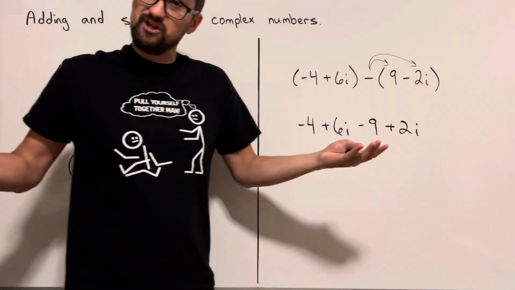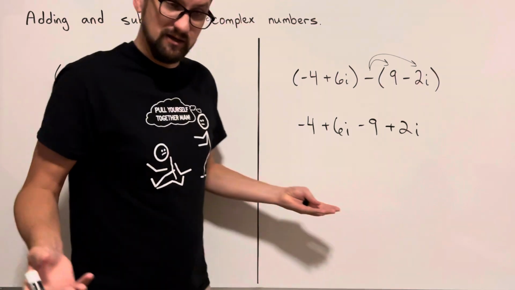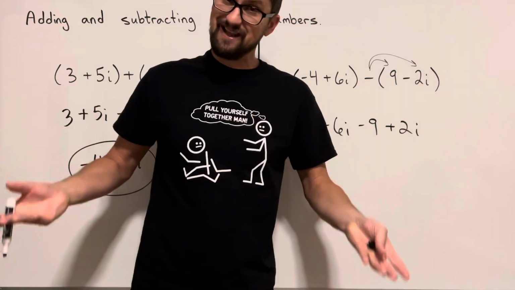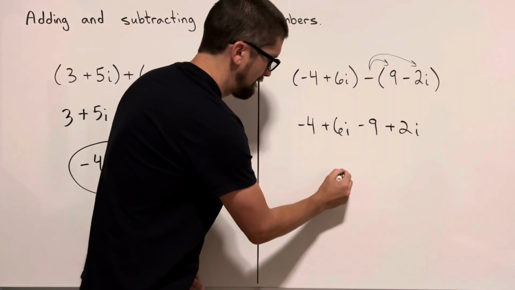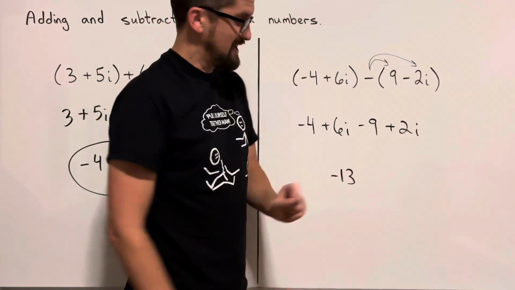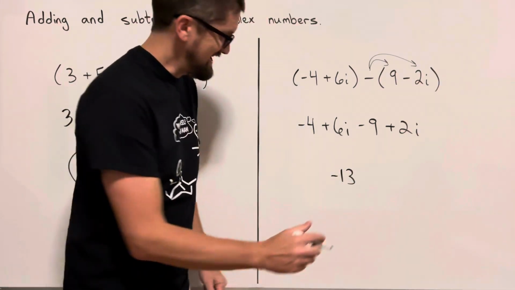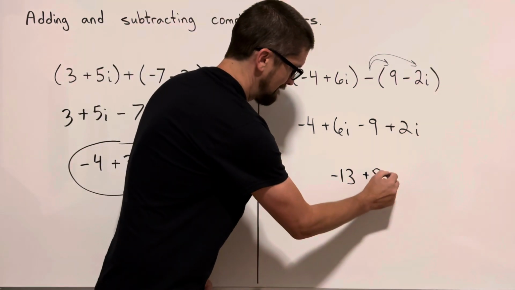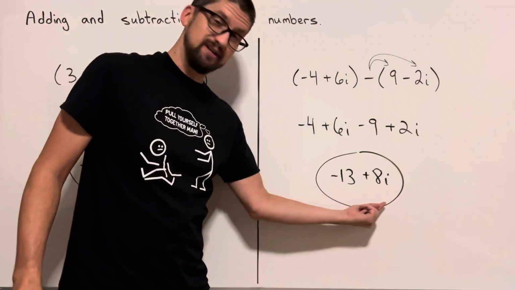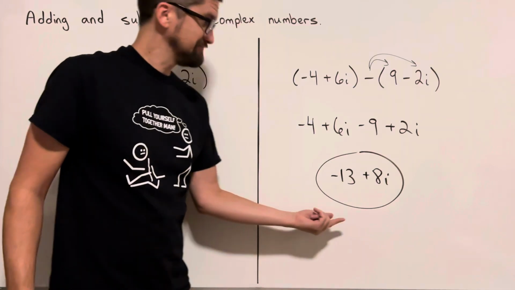And now you're going to work it just like we did the last one. Combine the real parts. We have -4 to -9, that makes it -13. And then combine the imaginary parts. 6i plus 2i is 8i. And there you go. We subtracted two complex numbers and we end up with a complex number.